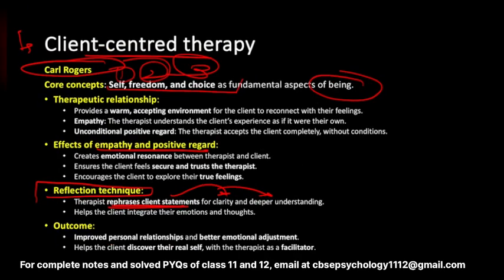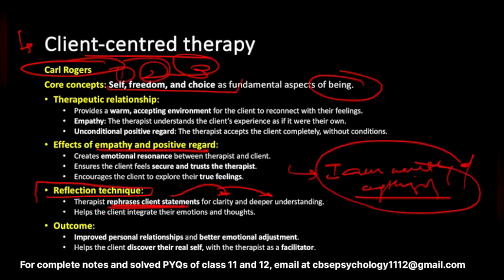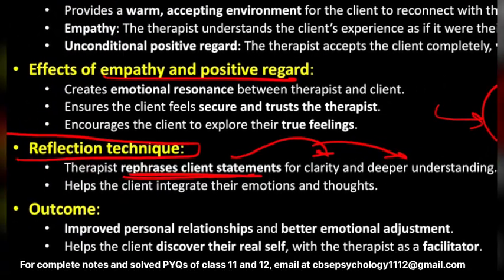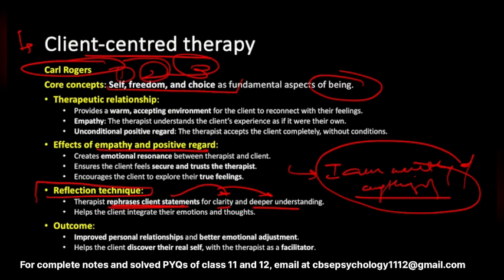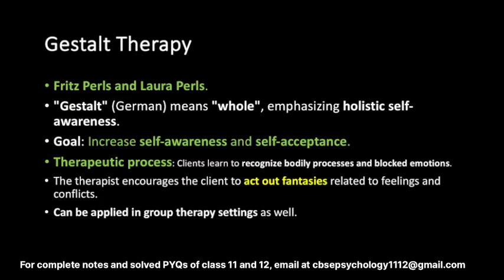For example, if the person says, "I am not worthy of anything," then the therapist would rephrase it and say, "So you are saying that there is nothing that you are worthy of." When the client hears this coming from the therapist, hearing it from someone else, the client starts to realize clearly and gets a deeper understanding of what they are feeling and how much truth there is to this. Outcomes of this therapy are improved personal relationships and better emotional adjustment.